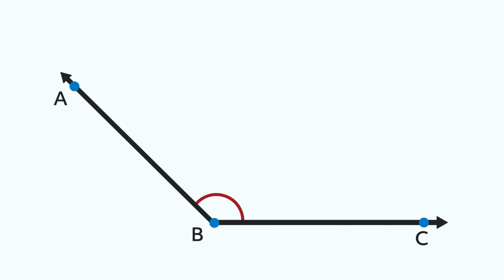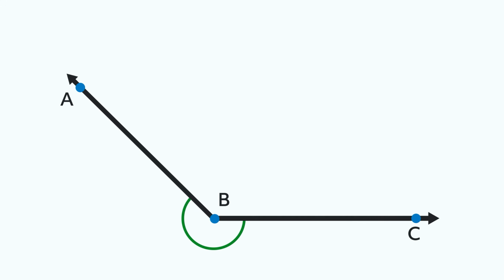Let's go back to our obtuse angle one more time. There's one more type of angle that's been hiding in plain sight that we need to be aware of. We can see that angle ABC is an obtuse angle, which means it's more than 90 degrees and less than 180 degrees. But what about the other side? This is called a reflex angle. It's always more than 180 degrees and less than 360 degrees. Every acute, right, and obtuse angle has a reflex angle.